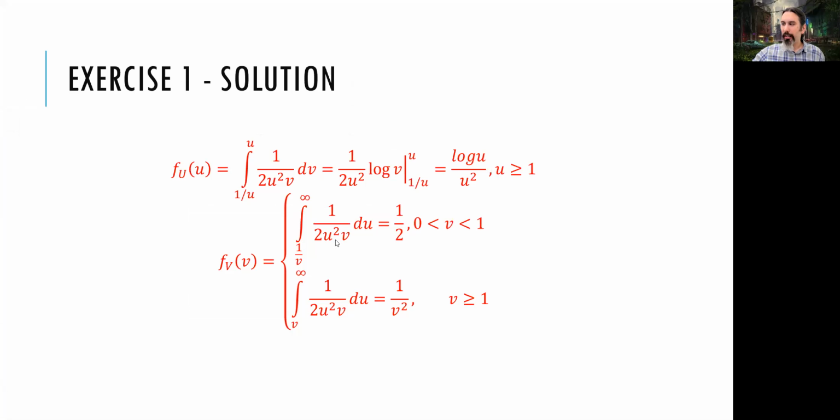As you can see, it can be from 1 over v to infinity, which was the shape in the bottom, or from v to infinity, which is the line on the top. Now, this one is when v is between 0 and 1, and this one happens when v is greater than 1. You can just integrate these two and put those upper and lower limits into the integral, and you will get 1 over 2 for the first one and 1 over v squared for the second one.